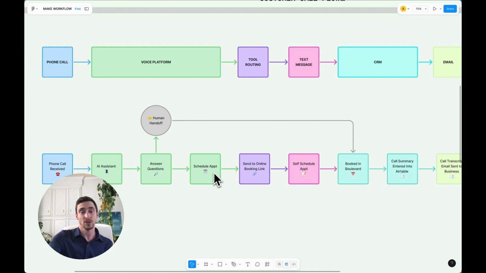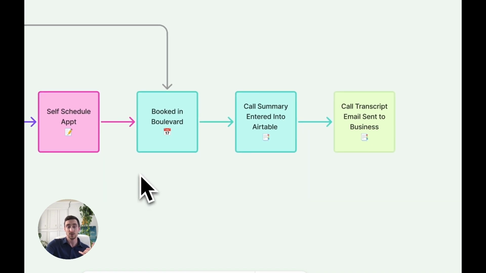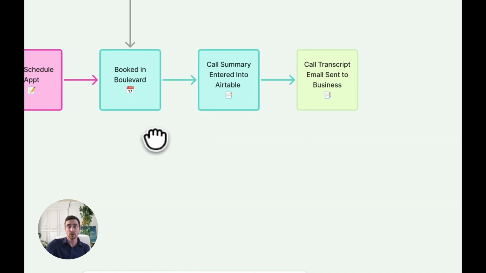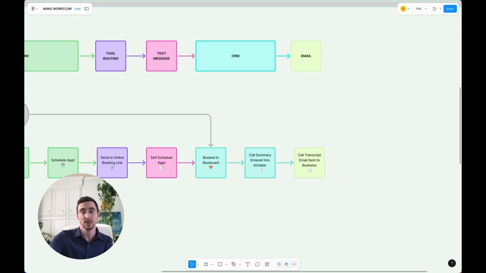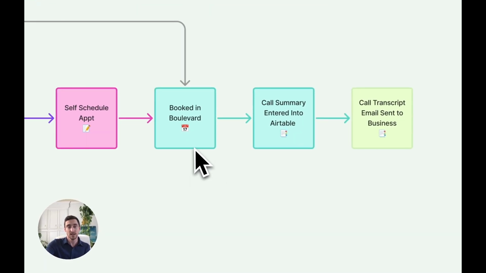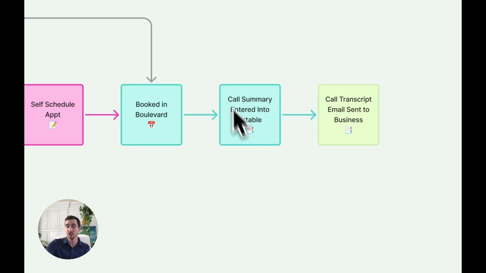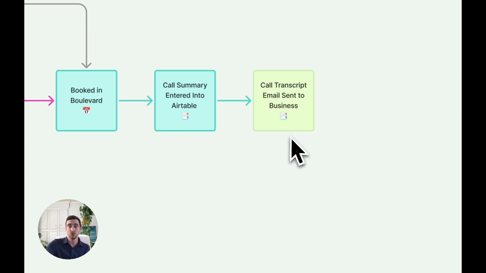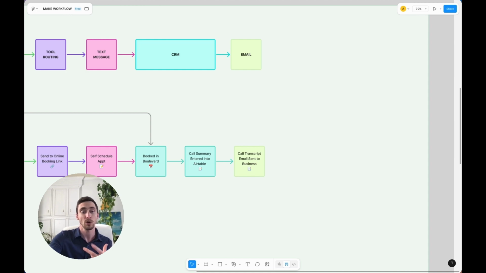After the user gets their questions answered, they can ask to schedule an appointment. They get sent an online booking link, and they can self-schedule right on their phone, which is super handy. That way you don't lose customers to going to their desktop and getting hung up on things. Then they're booked in the CRM, such as Boulevard. The call summary gets entered into Airtable or Google Sheets or wherever you want to store your data. And finally, the call transcript gets sent to the business owner or their admin, so they can be alerted when a call just happened, since they weren't actually picking up the phone in most of those instances.